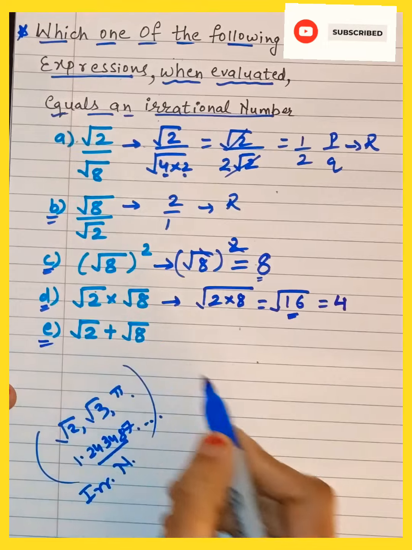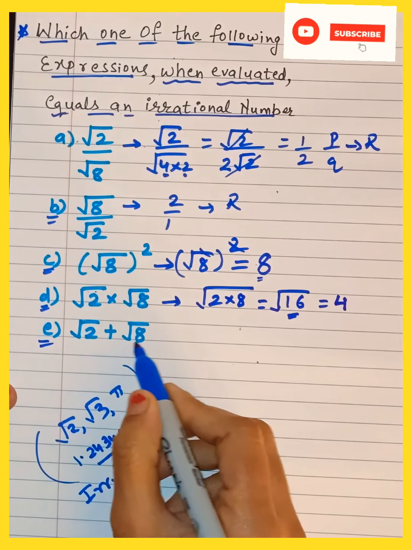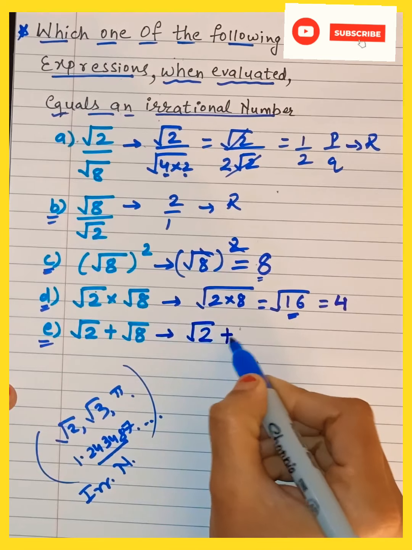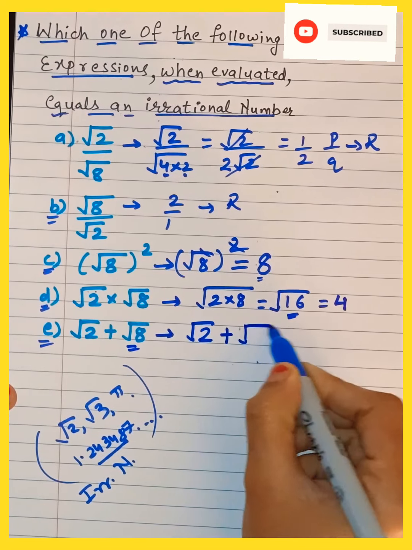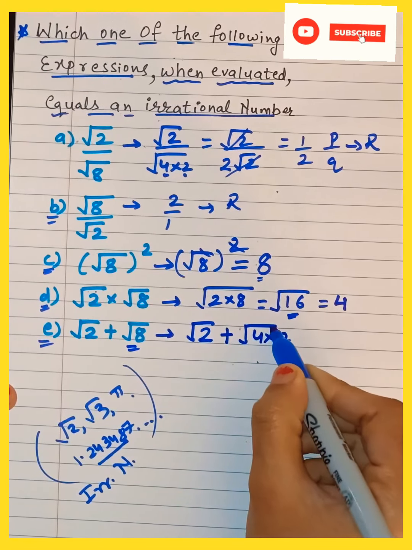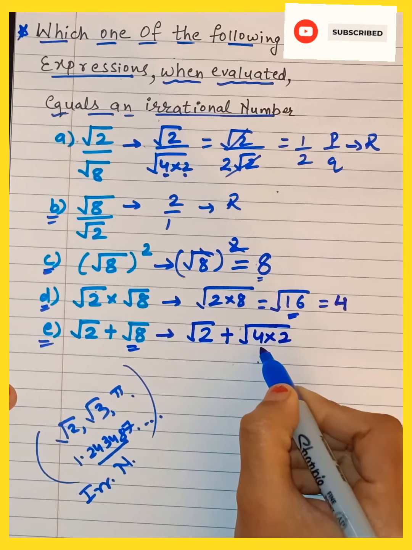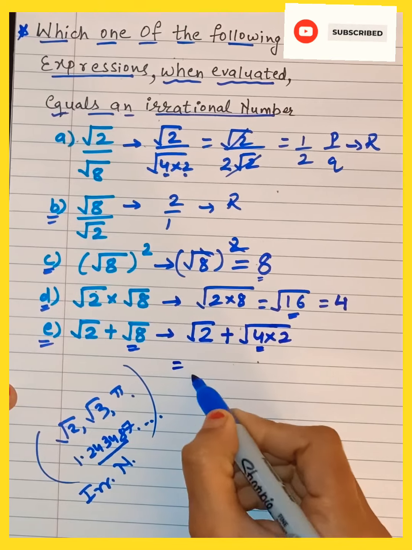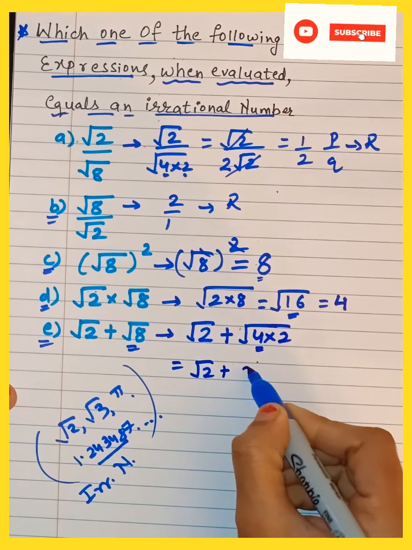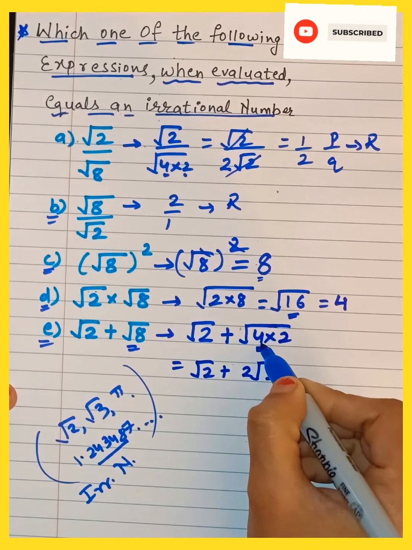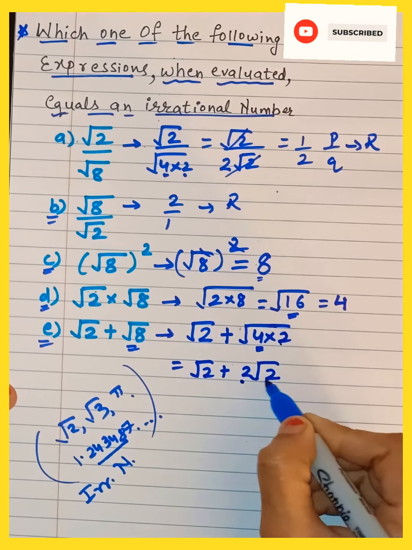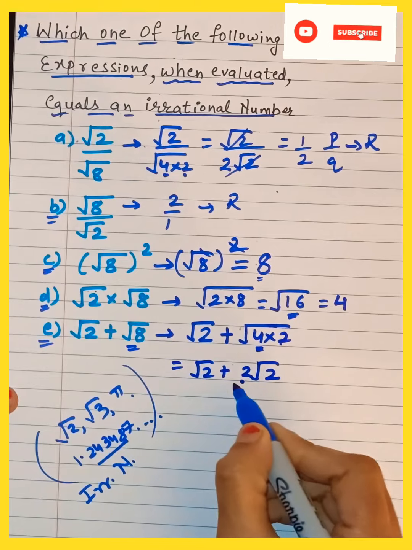Now the last option is root 2 plus root 8. If you solve this, you get root 2 plus, in place of root 8, we can write root of 4 into 2. Now this 4 is again a perfect square number. So if you take it out, it will become root 2 plus 2 root 2. This 4 will come outside and become 2, and this 2 will remain inside the root.